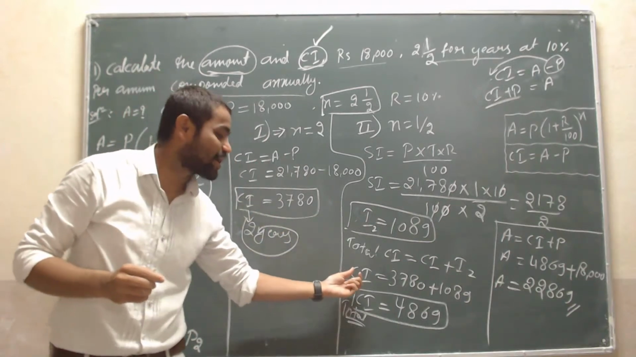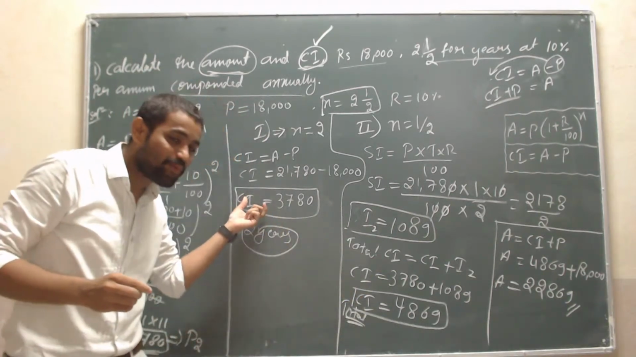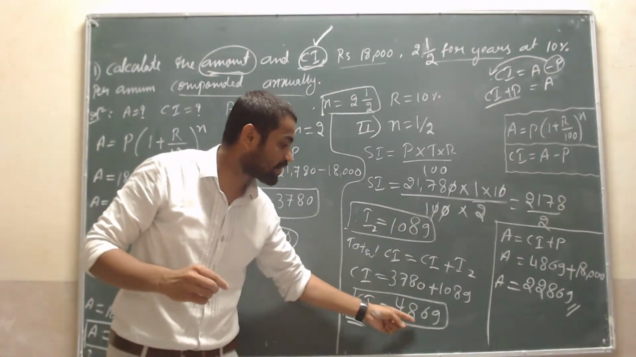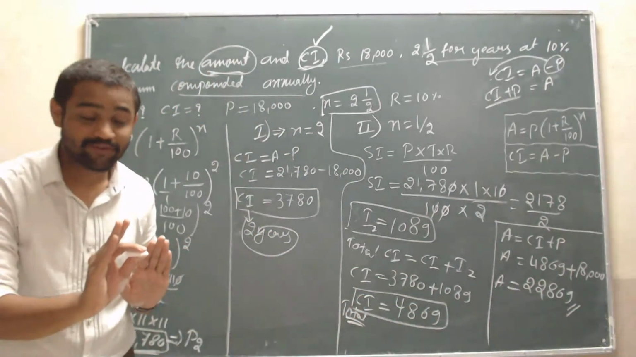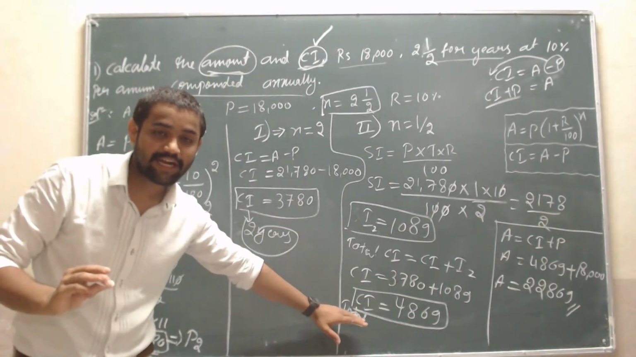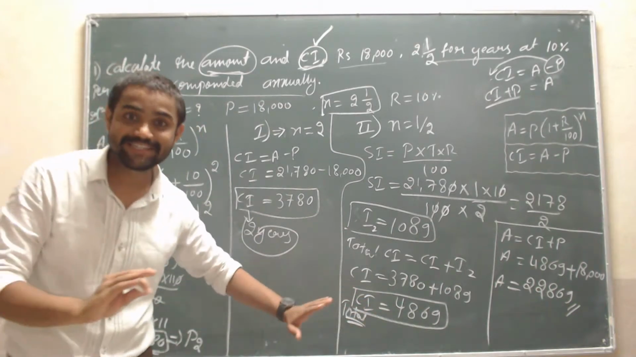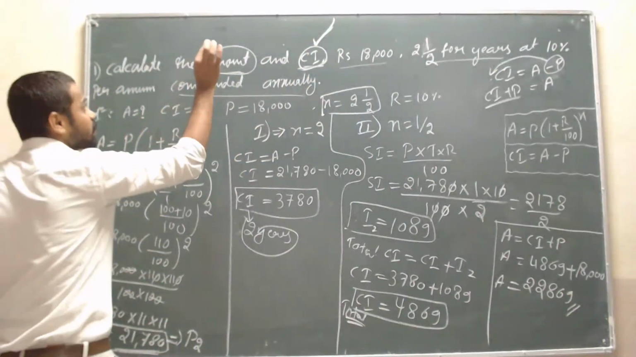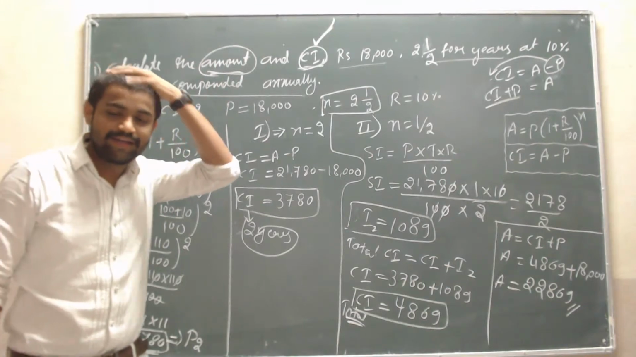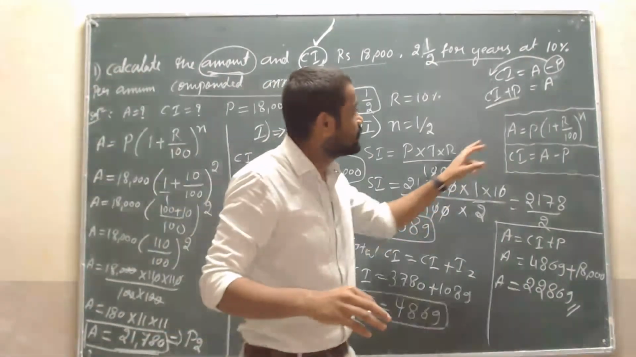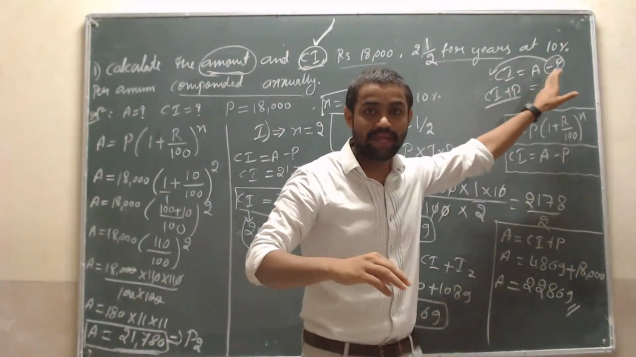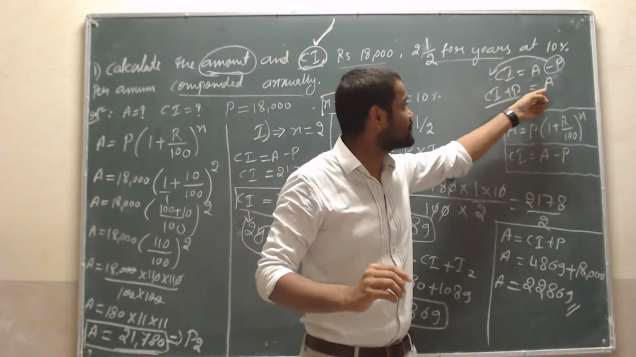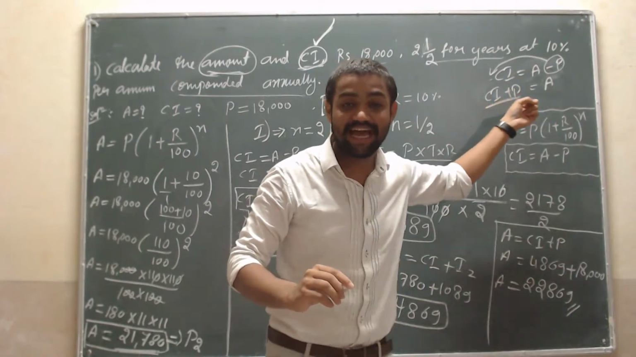What does it become? Total compound interest is equal to compound interest for 2 years as well as compound interest for half year. It becomes 4869. Is it clear? Okay, compound interest for 2 years is over, 2.5 years is over. Again we have to find out the amount. Simple, nothing to worry. We know the formula, that is CI is equal to A minus P. Here we have to find out the amount value, so minus P comes to this side and it becomes CI plus P.